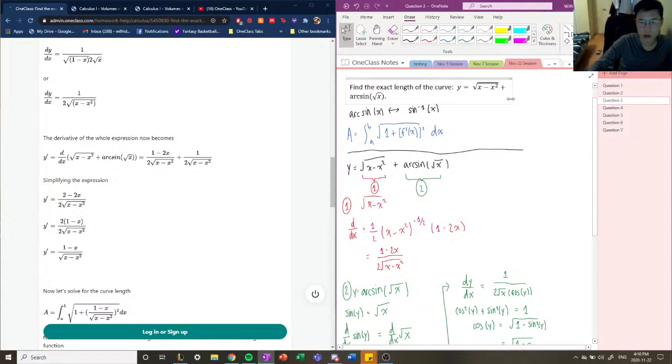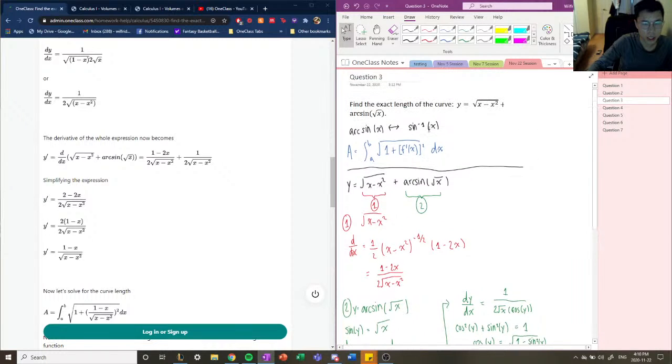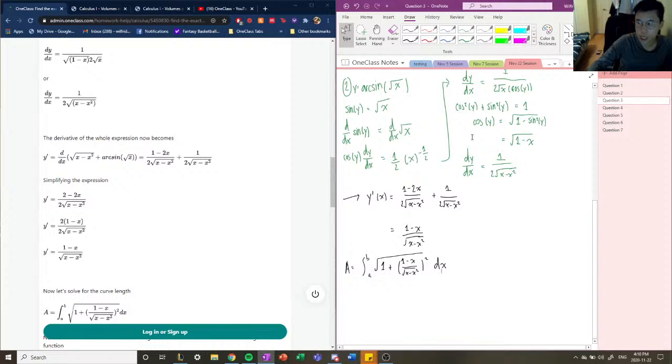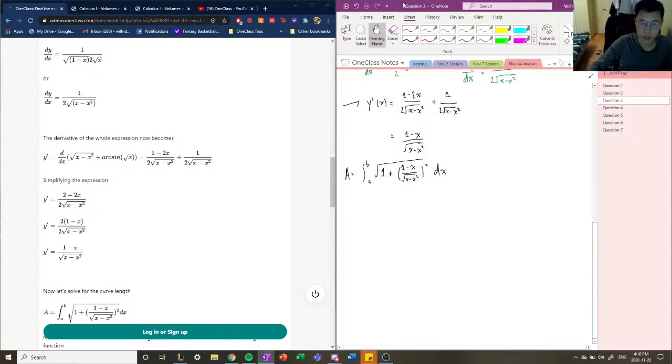Now, normally, they would give you the interval for the bounds of this curve. They'll say, oh, find the length of the curve from 0 to 4. They'll say, find the length of the curve from 1 to 100, okay? But here they didn't give us the exact interval, right? So we're going to assume that the length of the curve is the entire curve, okay?